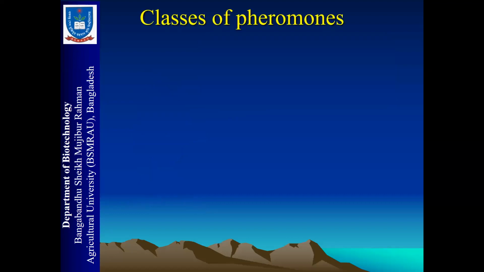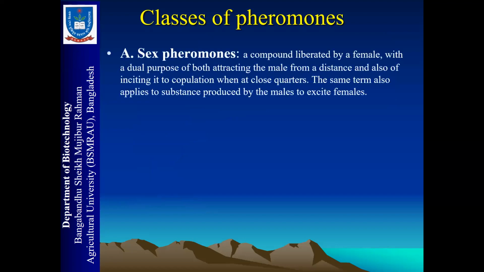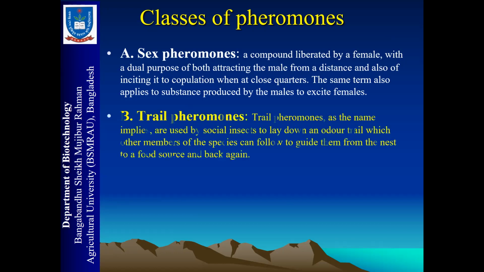Yes, sir. Okay. There are various classes of pheromones. We talked about pheromones, for example, sex pheromones. Sex pheromones are compounds liberated by a female with a dual purpose of both attracting the male from a distance and also inciting it to copulation when at close quarters. The same terms also apply to substances produced by the males to excite the females. So sex pheromones are also called mating pheromones. So one attracts the other, and mostly a female produces that sex pheromone, but a male also can do. And the second group is trail pheromones.